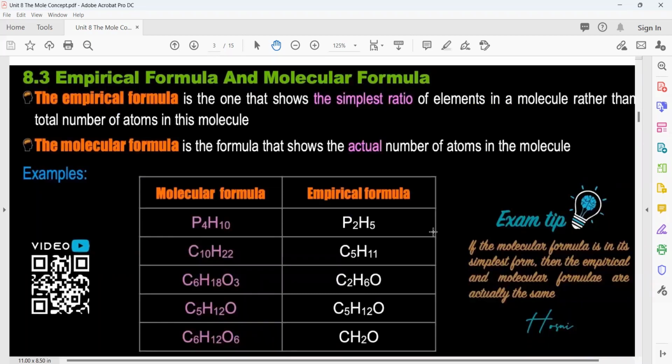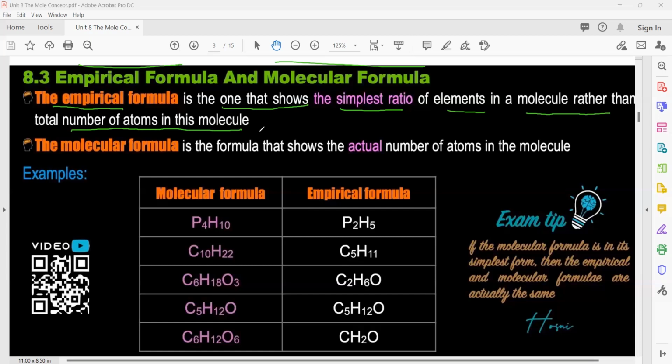Okay. Now they have used the term here, empirical formula and molecular formula. What is the difference between them? So this is really easy. Empirical formula shows you the simplest ratio. For example, the empirical formula is the one that shows the simplest ratio of elements in a molecule rather than the total number of atoms in this molecule.